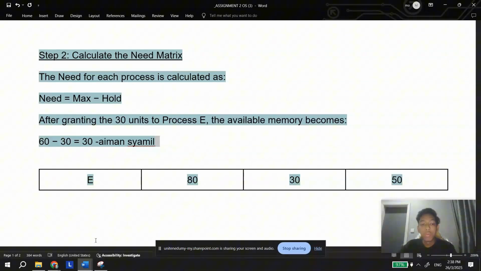Now a new process E requests 30 units of memory. Earlier we calculated that the available memory is 60. So if we grant 30 units to process E, the remaining available becomes 60 minus 30, which is 30 units. We also know that process E has a maximum need of 80, and since we already granted 30, its remaining need is 80 minus 30, which is 50 units. So that completes step 2.